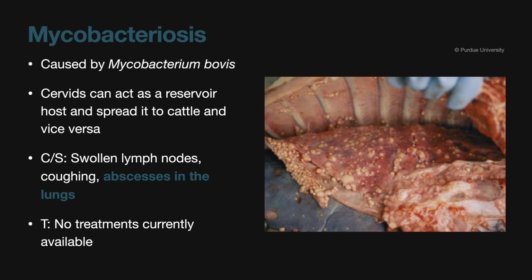Mycobacteriosis in cervids is caused by Mycobacterium bovis. Cervids can act as a reservoir host and spread the disease to cattle, as well, cattle can spread the disease to cervids. Clinical signs include swollen lymph nodes, coughing, and abscesses in the lungs. There are currently no treatments available for mycobacteriosis in cervids.